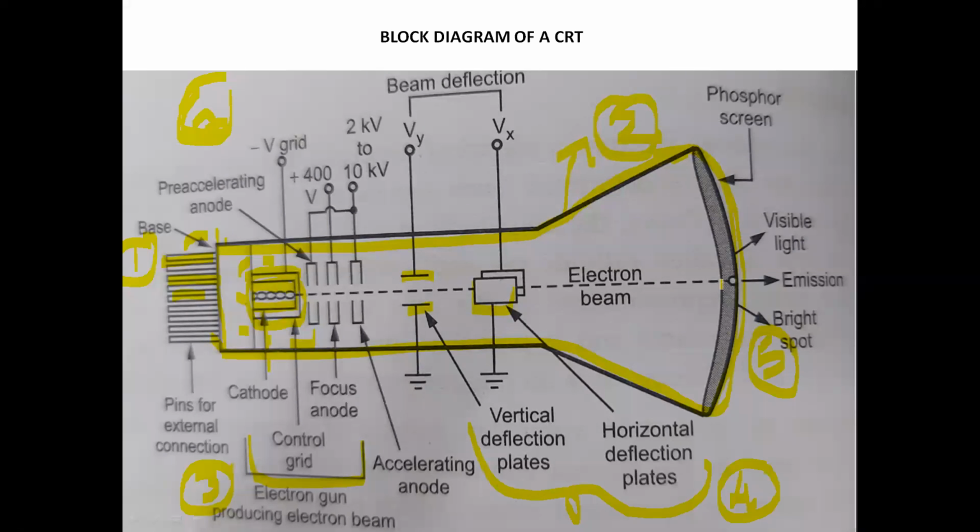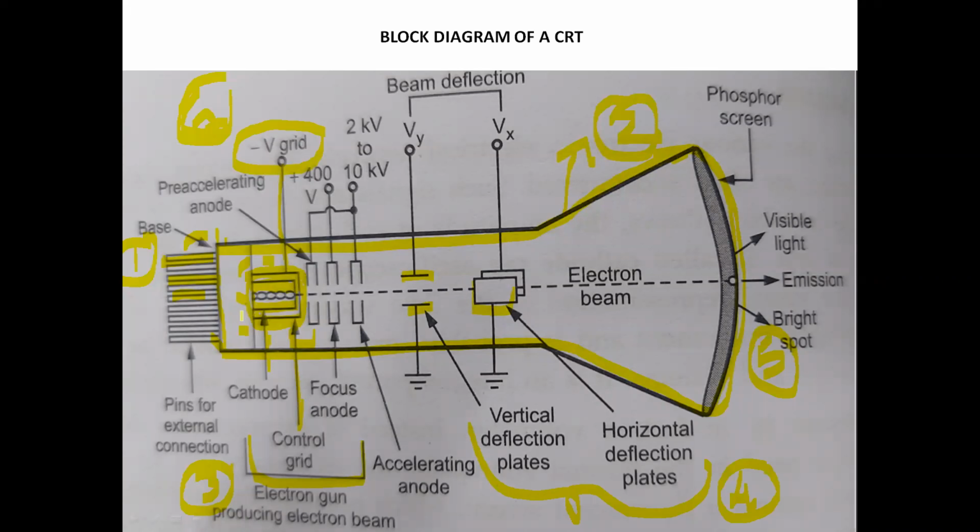So to bring the randomly moving electrons into one specific route, what do we do? We use a control grid. So look at the arrow mark here. So this is the control grid, which is indicated by another rectangle above the cathode. So this is the control grid. Look at what we have applied to this control grid. Here that control grid is given the negative voltage.